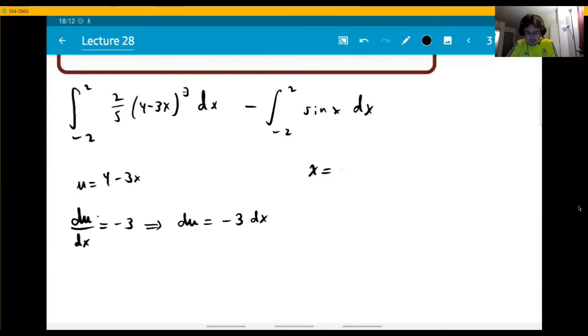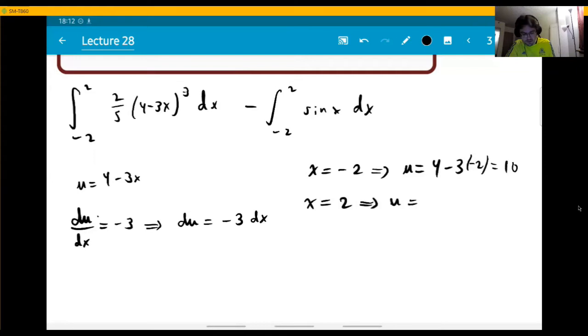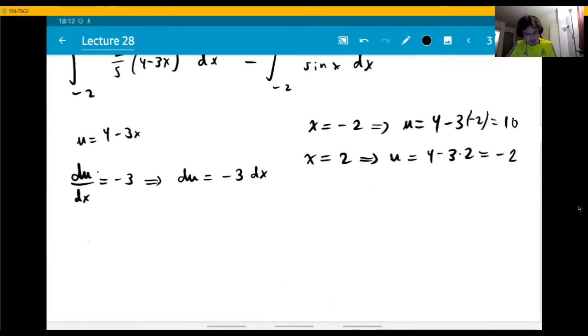When x is equal to, let's say, the lower endpoint minus 2, the corresponding u value would be, just look at the relationship between u and x, 4 minus 3 times x. 4 minus 3 times minus 2, that's 10. And when x is 2, u is going to be 4 minus 3 times 2, that's minus 2. So we need to change those.